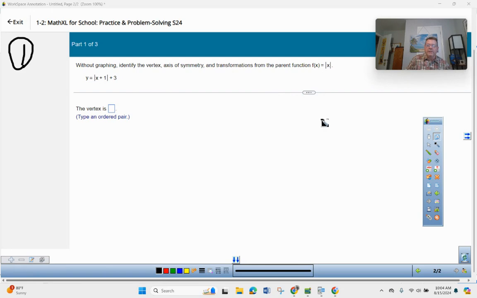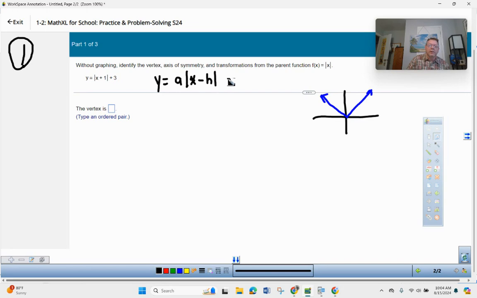Just a quick sketch here. What does the absolute value of x look like? Well, it just starts at the origin and goes up, with a slope of 1 and -1, right? So how has this moved with this guy? Well, what's our formula? Remember, it's going to be y equals a times the absolute value of x minus h, plus k. And we notice that the h and the k will be the vertex.